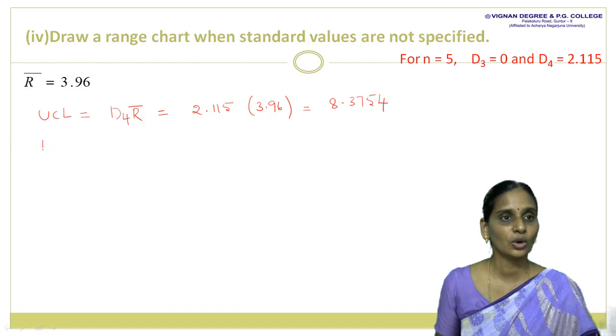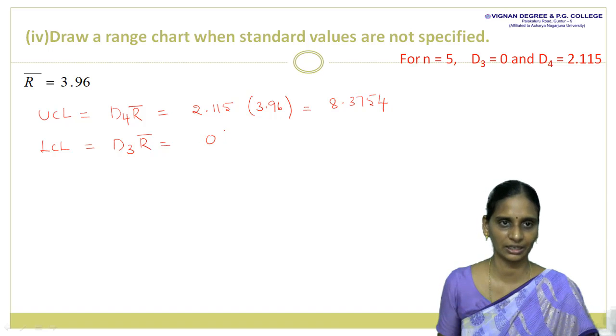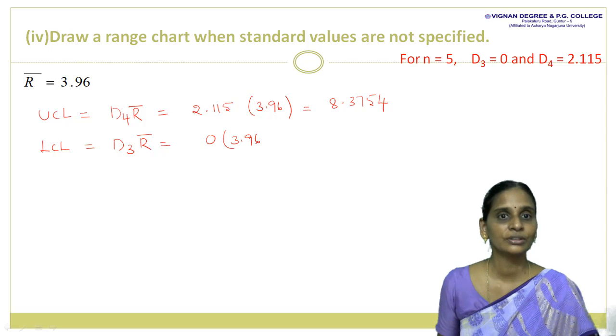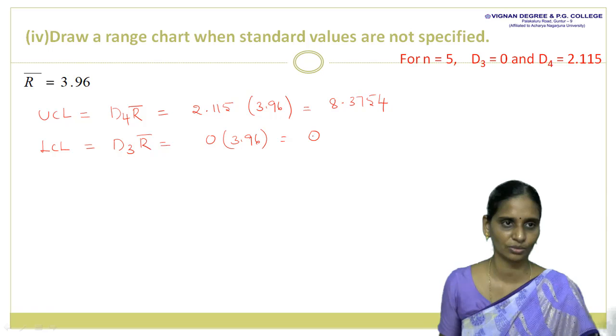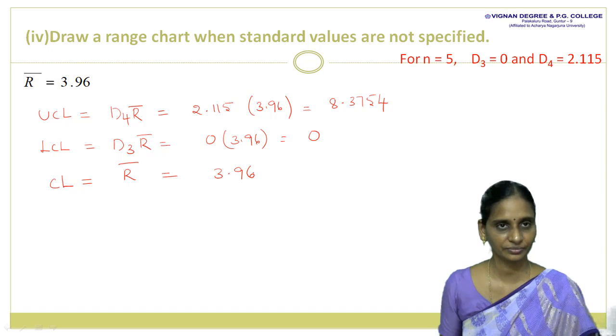And next, the lower control limit is equal to D3 R bar. The value of D3 for n equal to 5 is 0 from statistical quality control tables. So 0 into R bar, that is 0 into 3.96, we get 0. And the next one is the central line. This is R bar, and this R bar value is 3.96.